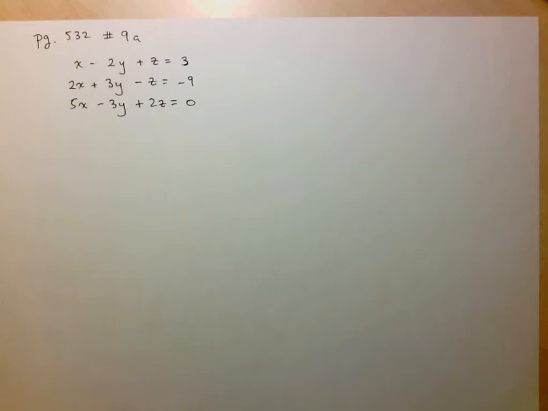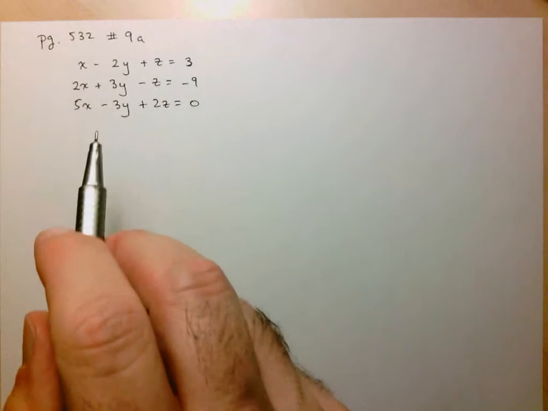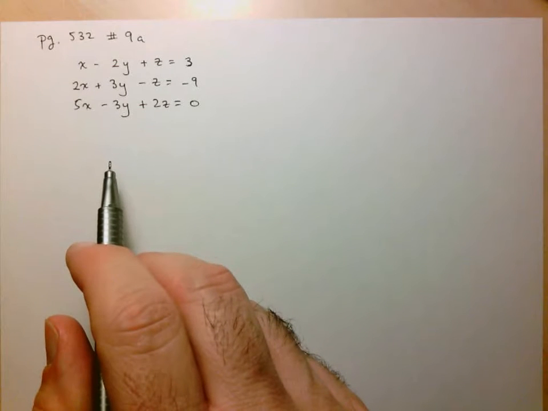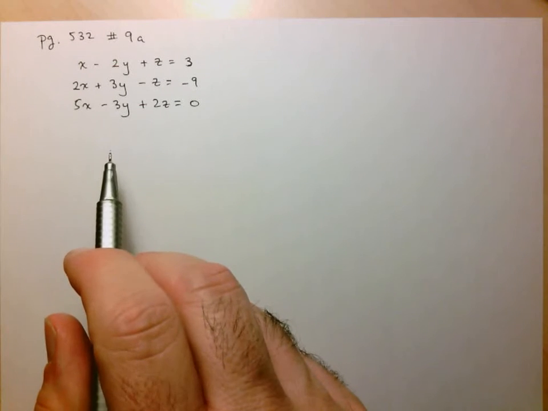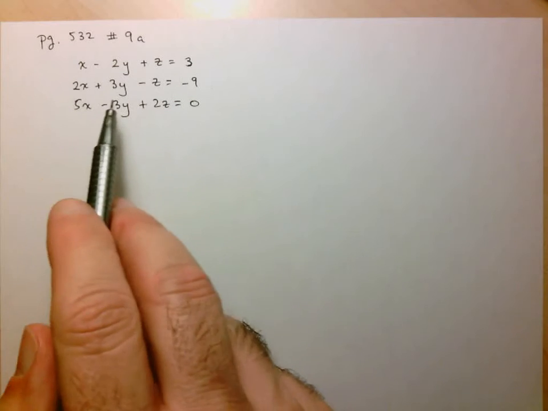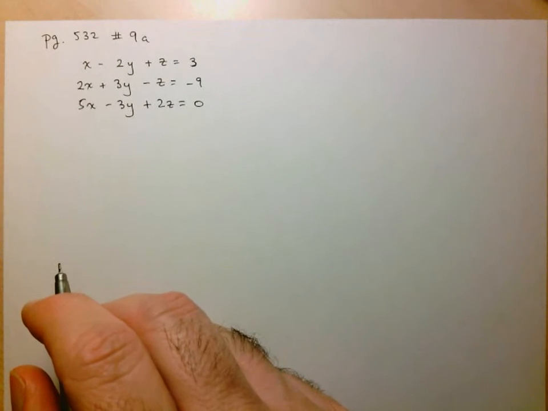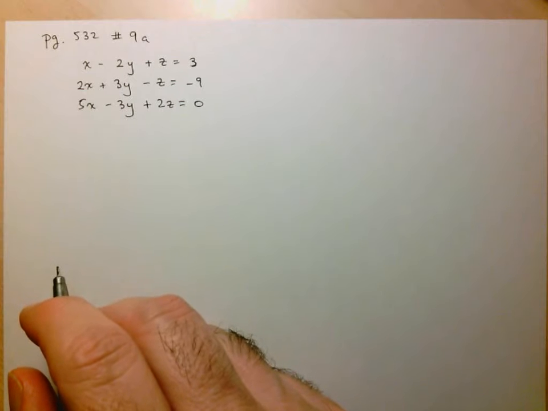Hi folks, we're going to take a look at number 9a from page 532. We're given this system of equations, and they want us to solve it and then interpret the result geometrically. In other words, you've got three planes in R3. What's the nature of the intersection, or in what way do they not intersect?